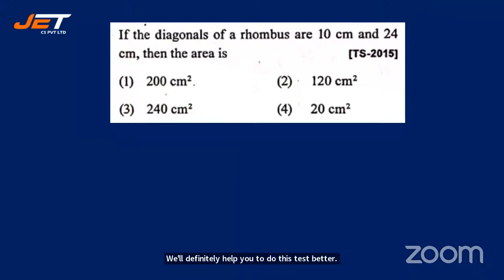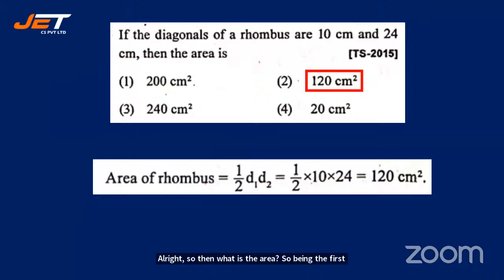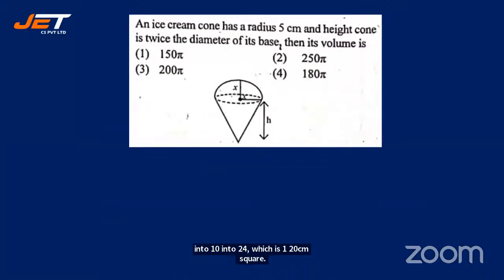So in continuation of yesterday's class, see the first question. If the diagonals of a rhombus are 10 centimeter and 24 centimeter, then what is the area? Being the first question, let us do it for you. For this, you need to know the area of a rhombus. It is half into D1 into D2, that is, first diagonal into second diagonal. So half into 10 into 24, which is 120 centimeters square. All right. Let's move on to the next question.